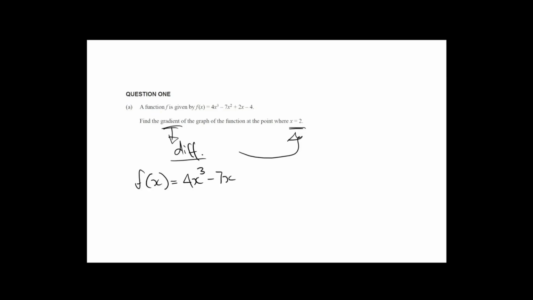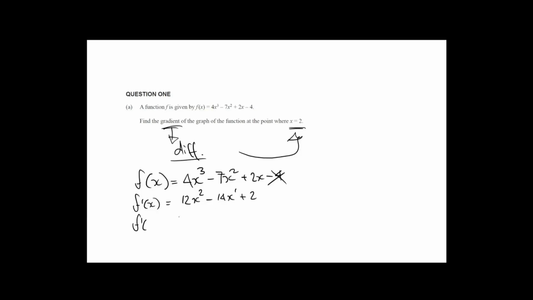By the way, I always write the question down again so that you're not jumping between things. F dash of x, it just cuts down on the possibility of screw-ups. So 3 times 4 is 12x squared. This loses 1. 2 times negative 7 is negative 14x, and it becomes a 1 if you want to put it there, and the 2x becomes a 2, the minus 4 disappears.